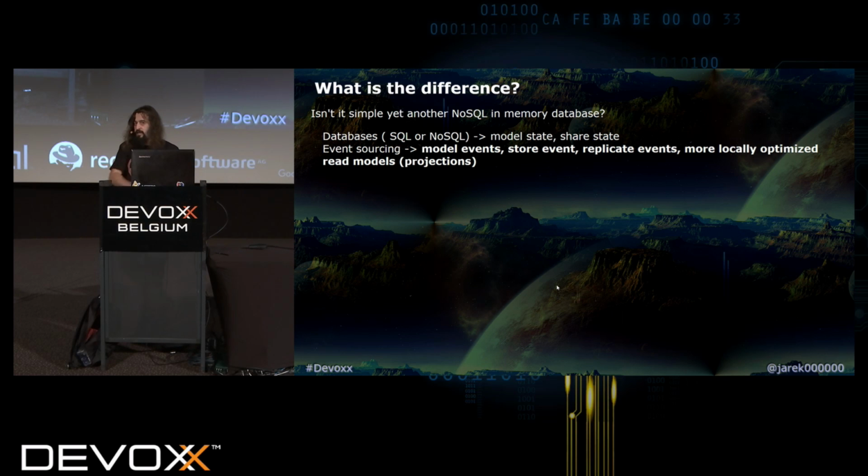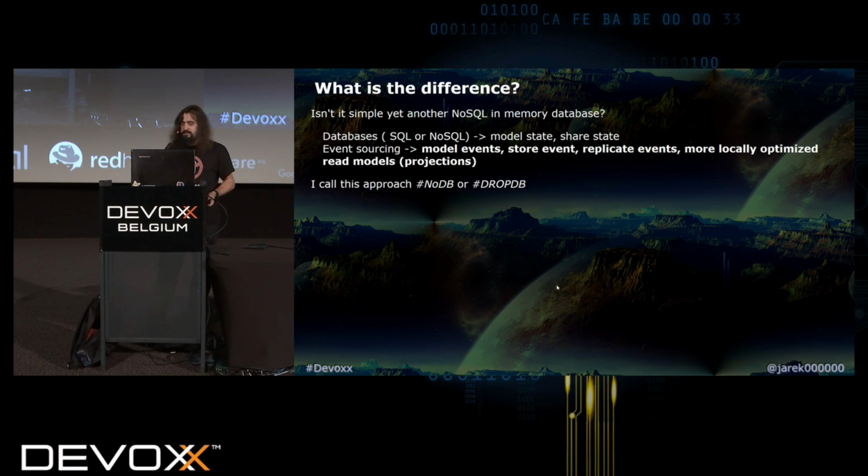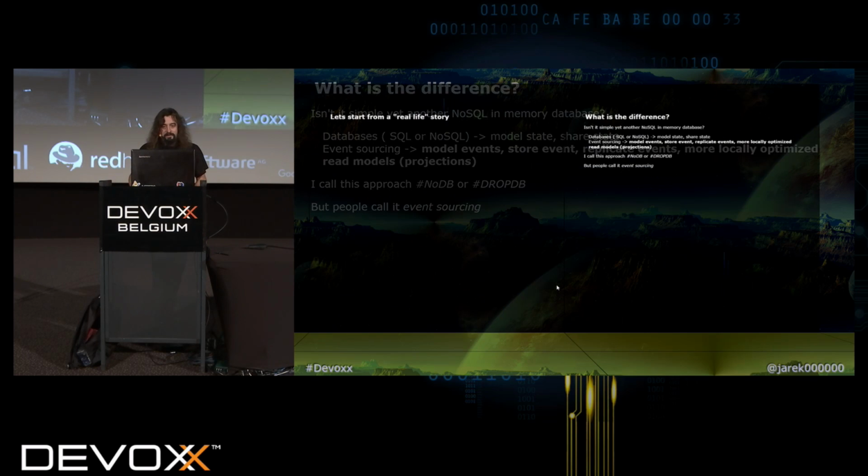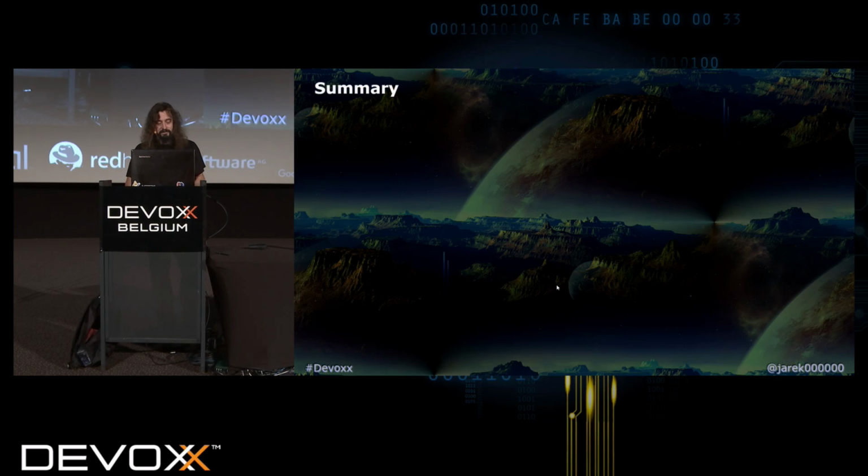And in the system I showed, my model was an in-memory projection of those events that exist. After every restart of the system, I can recreate it. I call this approach NoDB or DropDB. That's my naming; I have used it for more than 10 years. But people call it simply event sourcing, so you may find it under this name. And now my summary for you.